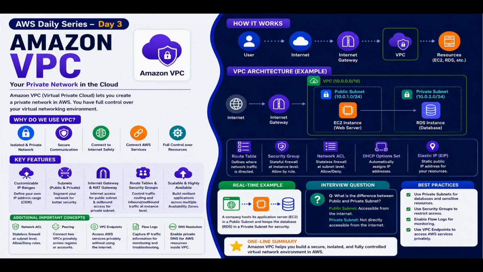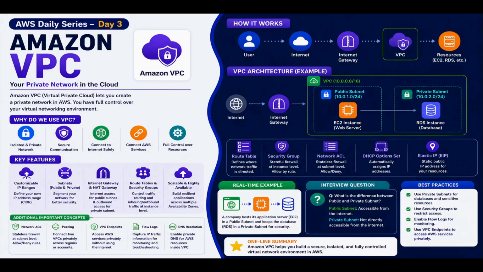Now, to understand VPC better, we need to know some important concepts. The first one is subnet. A subnet is a smaller section inside a VPC. AWS mainly provides two types of subnet. The first one is public subnet. Resources inside this public subnet can directly access the internet. For example, web servers, load balancers, and public applications. And the second one is private subnet. Resources inside this private subnet are not directly accessible from the internet. For example, databases, internal applications, and sensitive backend services. So this separation improves security.